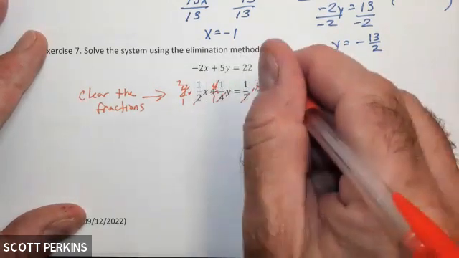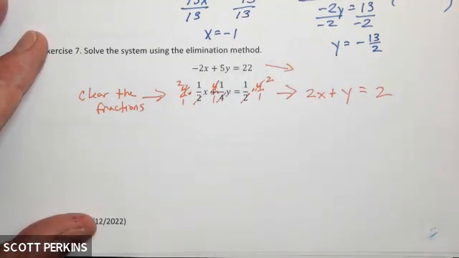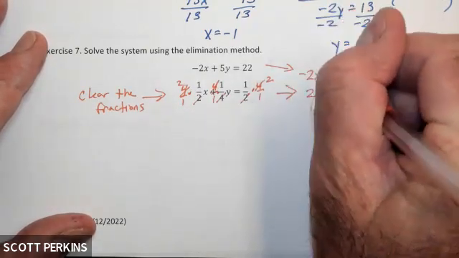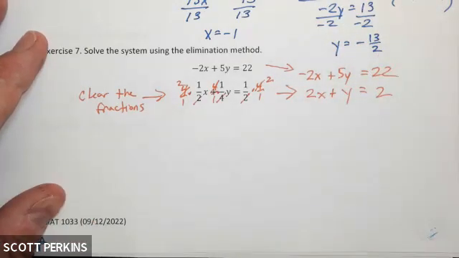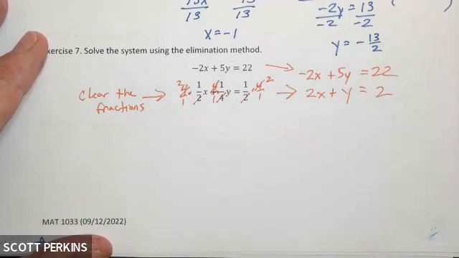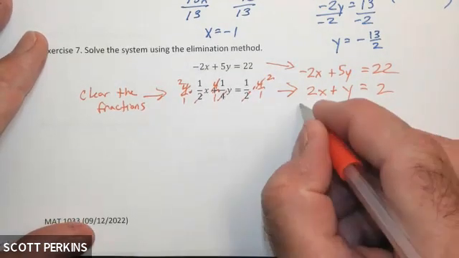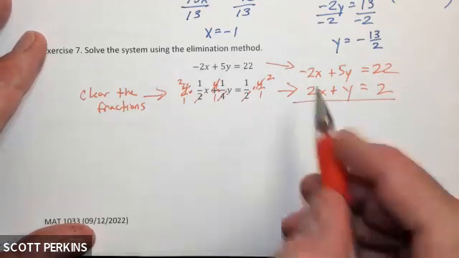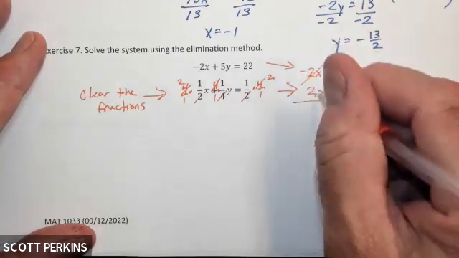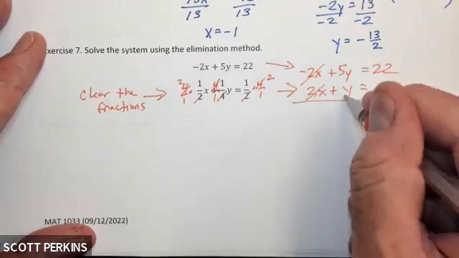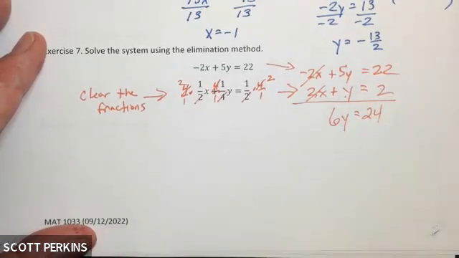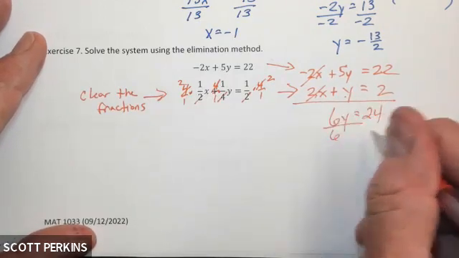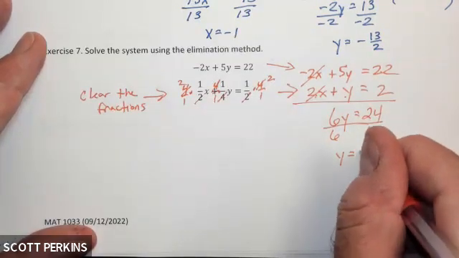I'm just going to bring that top equation down. I've not done anything to it. And I have negative 2x plus 5y is equal to 22. And again, this is another example where the problem is set and ready for you to eliminate without doing anything else. So negative 2x plus 2x, those cancel. 5y plus y is 6y. 22 and 2 is 24. And when I divide both sides by 6, I get y is equal to 4.